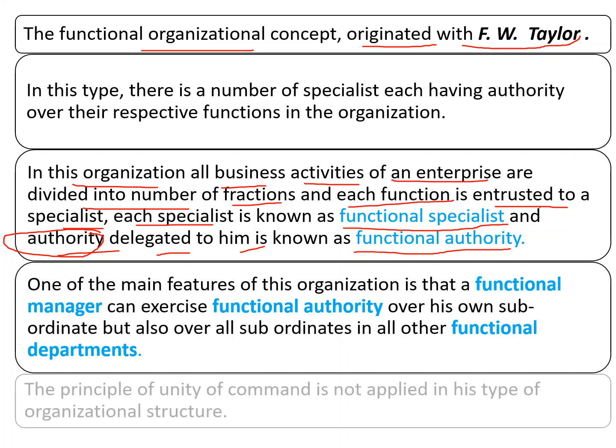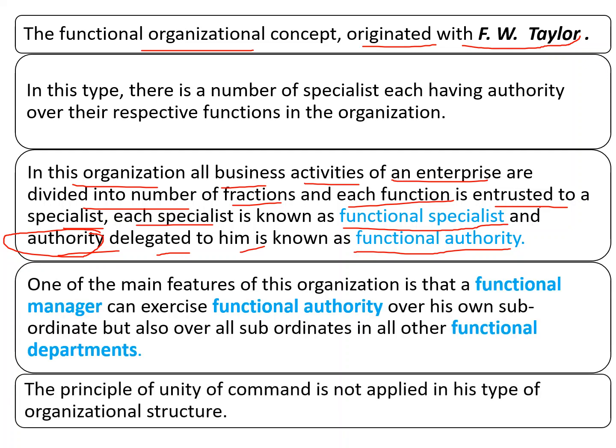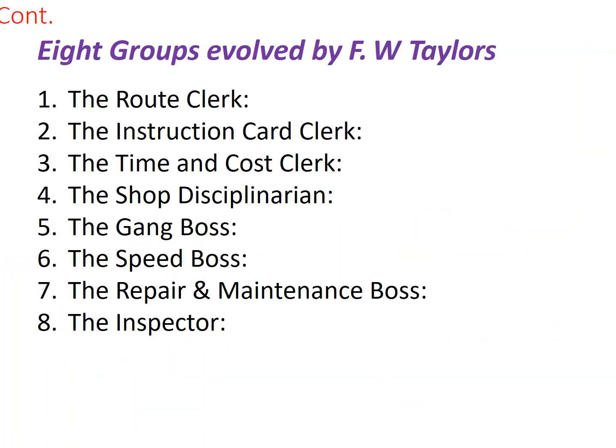One of the main features of this organization is that the functional manager can exercise their functional authority over his subordinates, but also over all subordinates in other functional departments also. In this case, it may be possible. This is the main feature of this type of organization. The principle of unity of command is not applied in this type of structure.